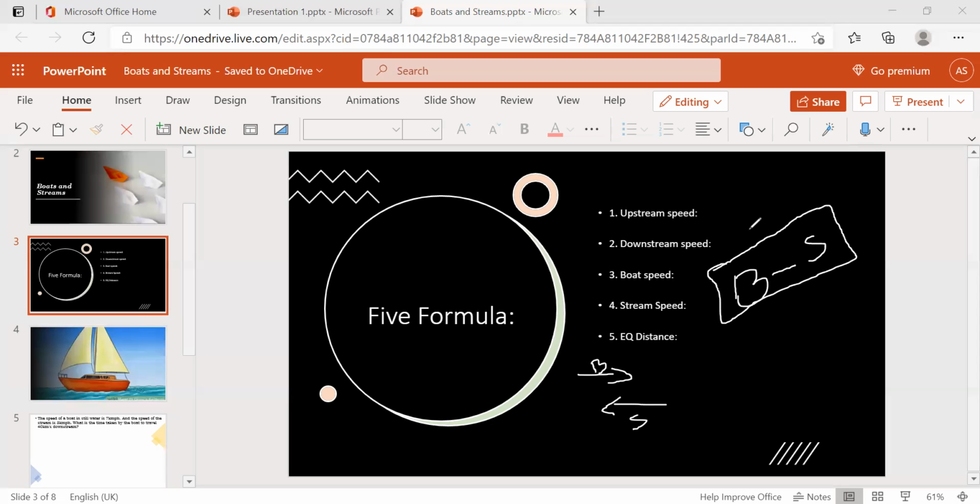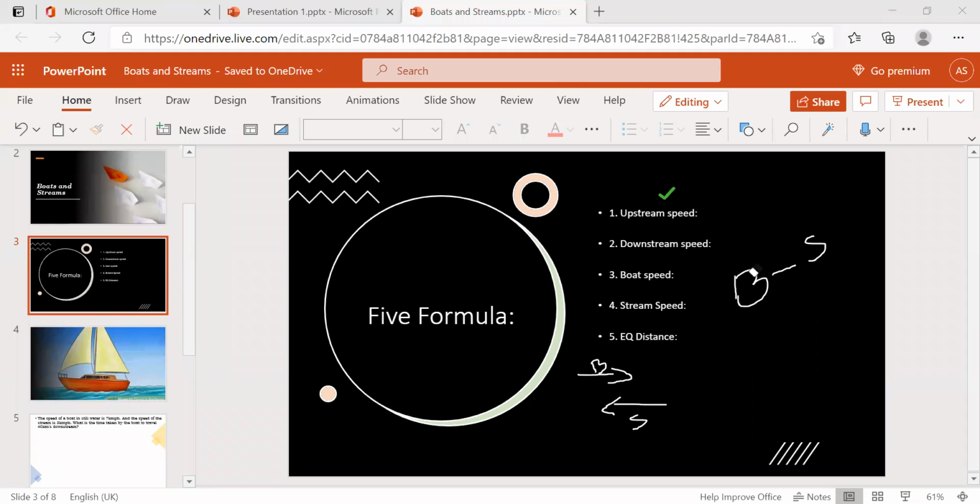Upstream is nothing but against the stream. Against the stream means our speed will be reduced. How much will it be reduced? The boat speed is b, and from that the river speed or stream speed will be reduced. So b minus s is the upstream speed. Okay, now this is done. Now come to the second part.